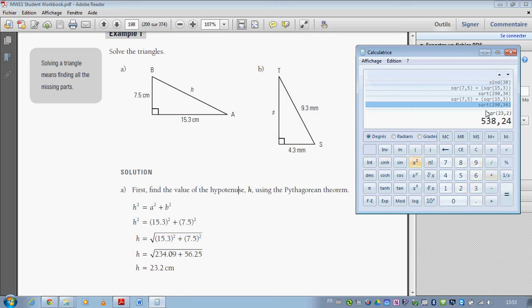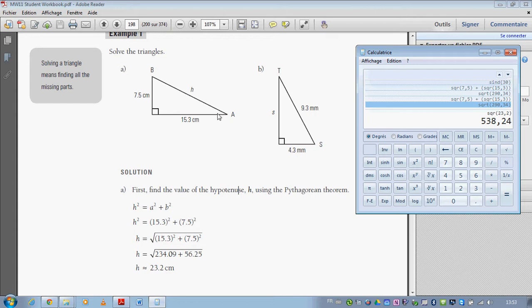23.2 to the power of 2 is 538. So yeah, just ignore your workbook for this question. They completely messed up that question. But otherwise, we just found out that the hypotenuse here was 17.039366. Now time to find this angle right here, and that angle is angle A.